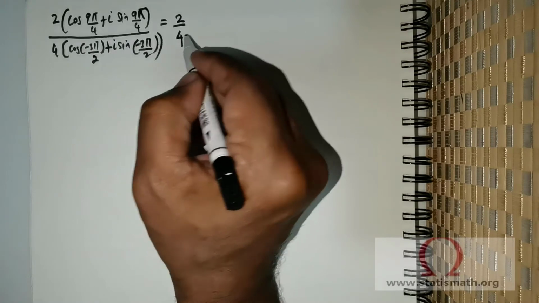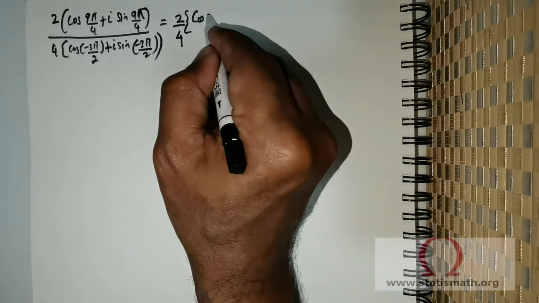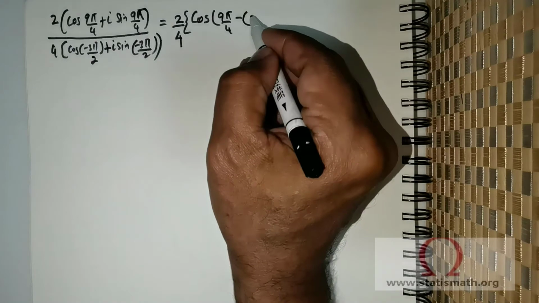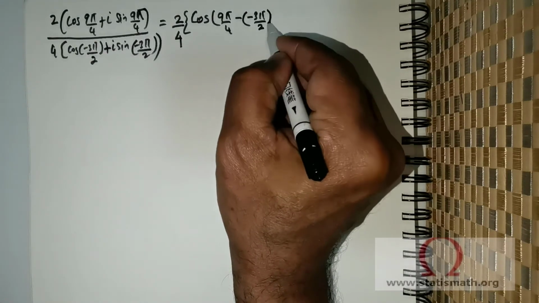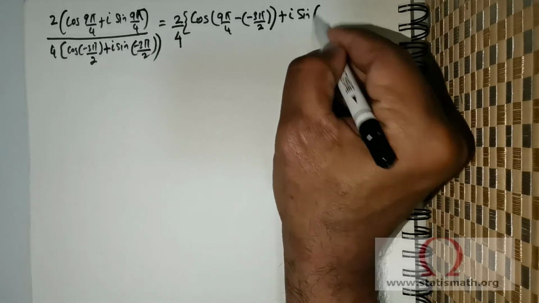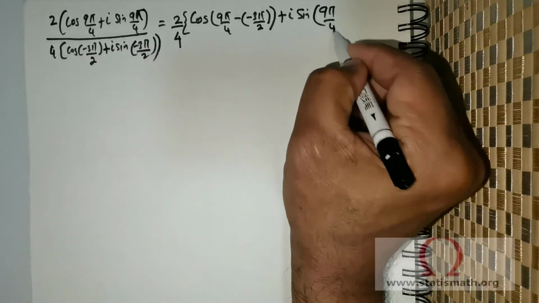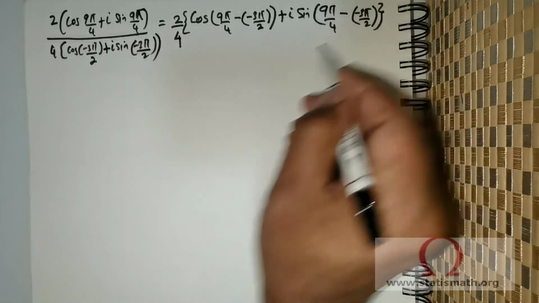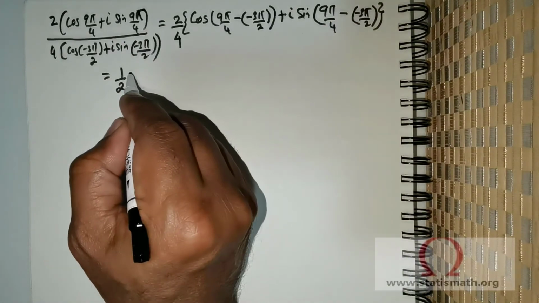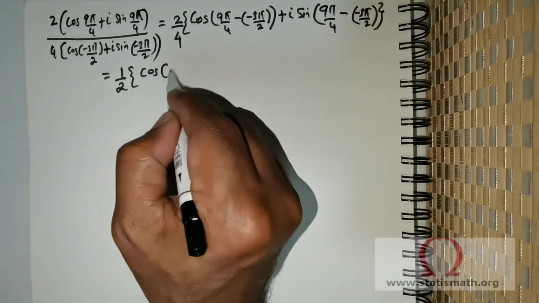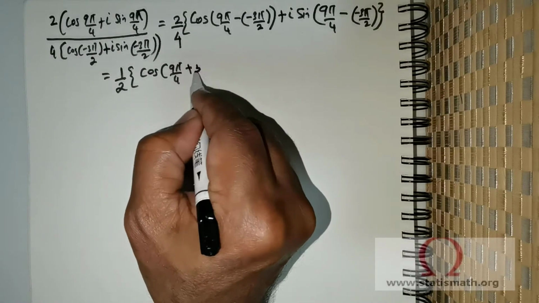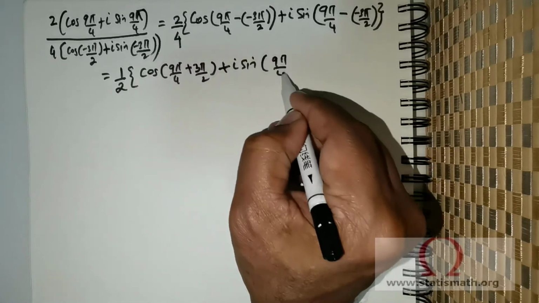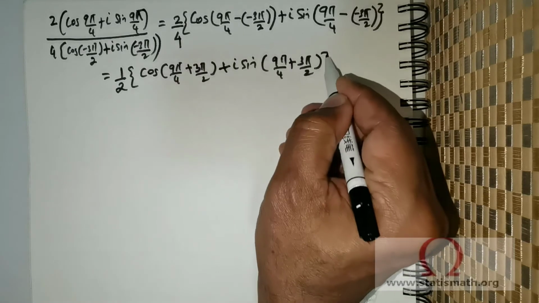So this is going to be 2 over 4 times cos of 9 pi divided by 4 minus the quantity negative 3 pi divided by 2, positive I times sine of the first quantity 9 pi divided by 4 minus negative 3 pi divided by 2. So this can be further rewritten as 1 over 2 times cos of 9 pi divided by 4 positive 3 pi divided by 2, positive I times sine of 9 pi divided by 4 positive 3 pi divided by 2.